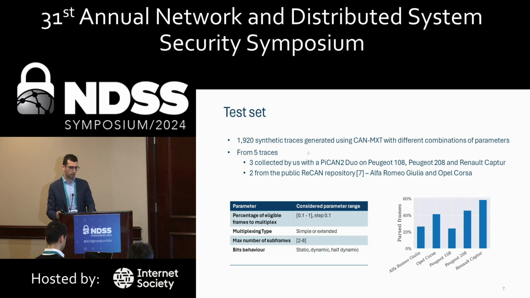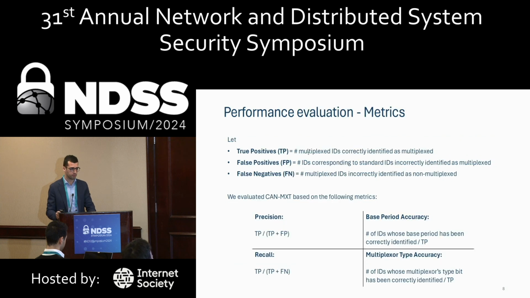Now we collected 3 traces, thanks to a PicoScope tool, on a Peugeot 108, a Peugeot 208, and a Renault Captur. And we also got 2 traces from the public ReCAN repository, which were the Alfa Romeo Giulia and the Opel Corsa. From these 5 traces, which were collected under real world scenarios, we generated, according to different combinations of the 4 parameters that I mentioned, almost 2,000 synthetic traces. And this composes our test set.